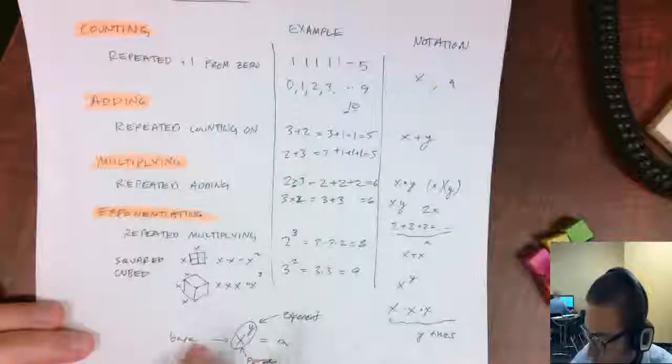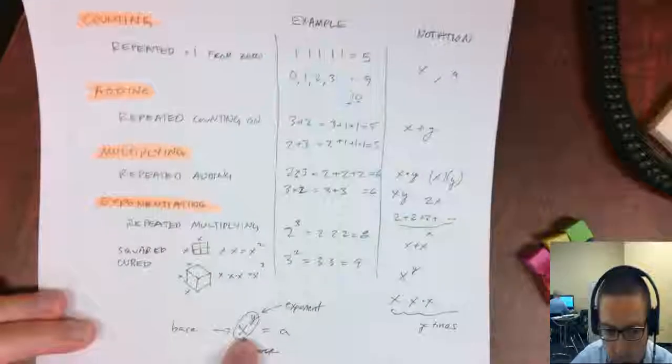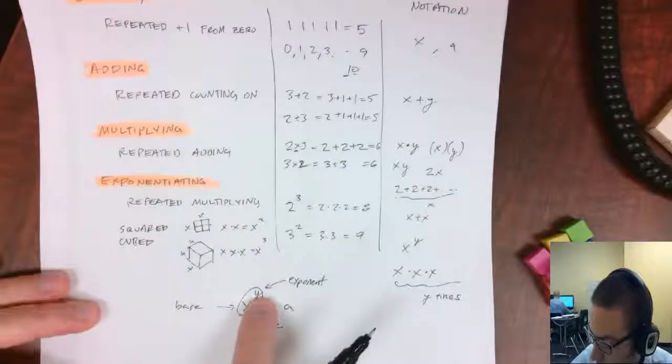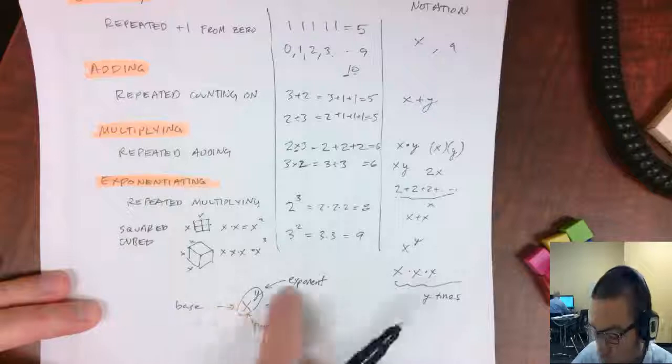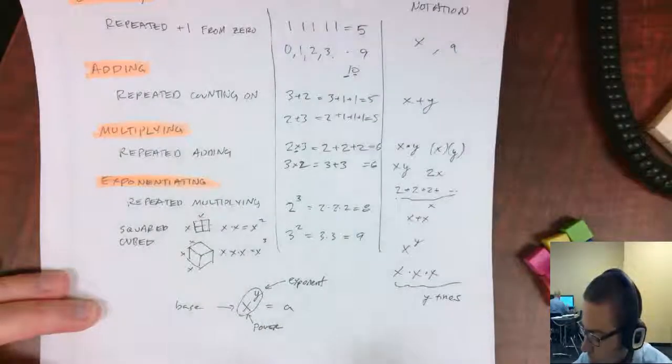So the base tells you what number you're multiplying times itself. The exponent tells you how many times you're going to multiply it times itself. And the power is kind of just the base with the exponent together. Okay.